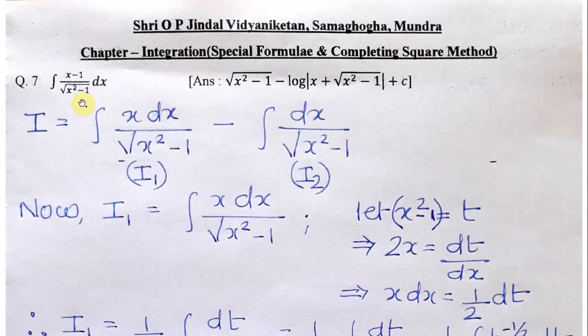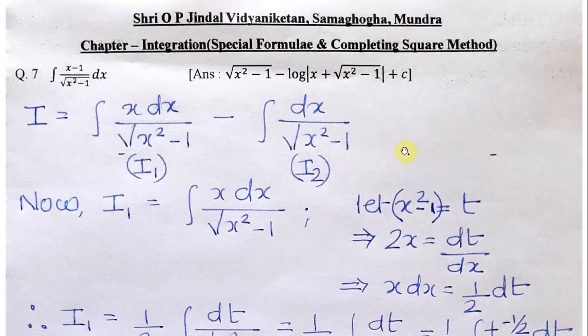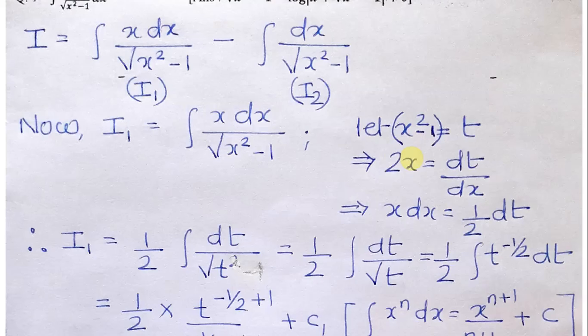So what I have done, I have split my question into two parts. The first part is the first term of the numerator upon the denominator. This is my I1. Similarly, the second part will be the second term of the numerator upon the denominator. This is my I2. I will separately find out the values of I1 and I2 and then I will put them in the main equation and I will get the whole solution. Let's see how we can find out the value of I1.